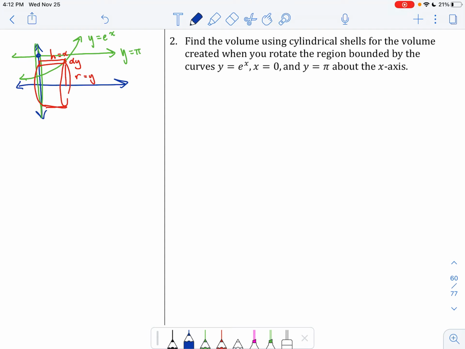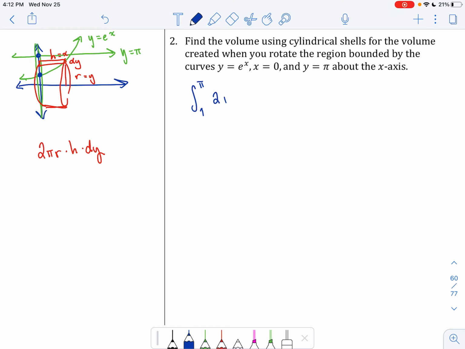So what we're looking for then is, in terms of y, our bounds. So our lower bound, we start at 1, where e to the x crosses the y-axis, and our upper bound is y is equal to pi. So using shells, remember that this is 2 pi r for the circumference times height times dy, since that would be the very thin width of the shell.